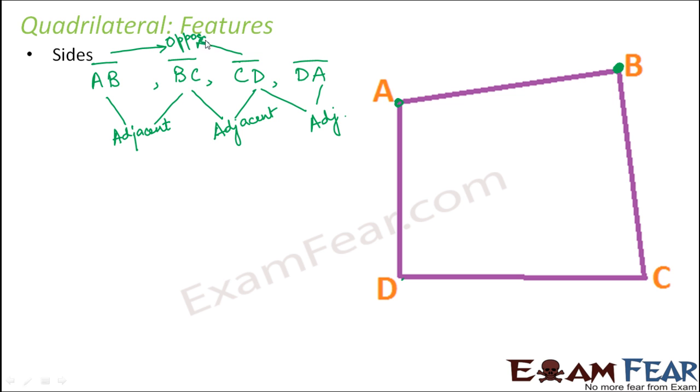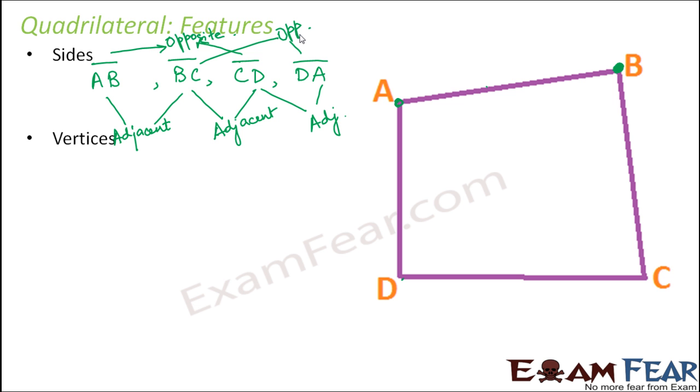So these sides are called opposite sides. So AB and CD are opposite sides. Similarly, AD and BC are opposite sides. So AD and BC are also opposite sides. So opposite sides are those which do not share a common point, and adjacent sides are those which share a common point.